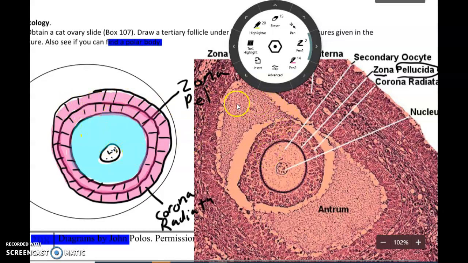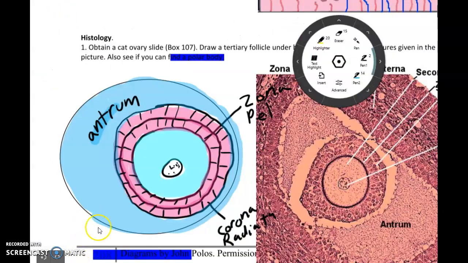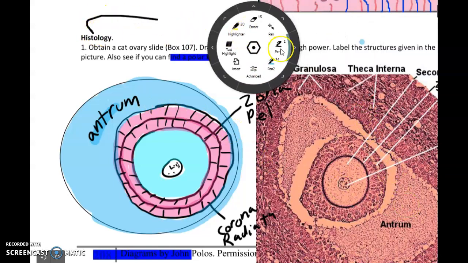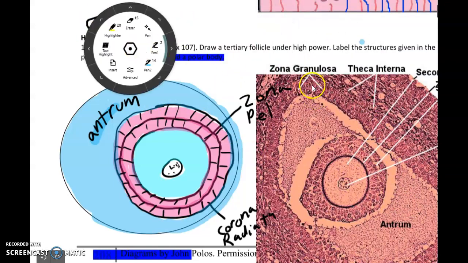So we then have a fluid-filled antrum. And I'm going to actually be lazy and let this be the fluid-filled antrum. And the presence of this antrum really separates this from the primary follicle. The primary follicle is literally the oocyte, the nucleus going through meiosis, and it's either going to have one or 2 layers of cuboidal epithelial, depending on how long it is around. So we're going to have the antrum. Then we have other cell layers around it. We're going to have 2 zones. We're going to have the zona granulosa and the theca interna.